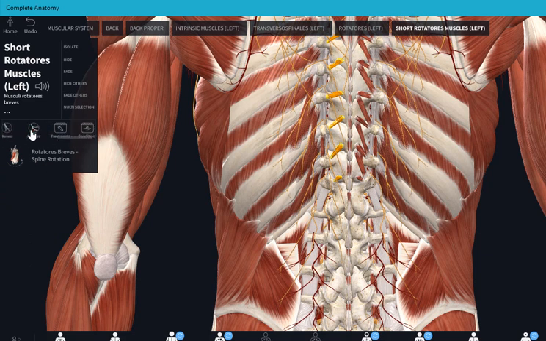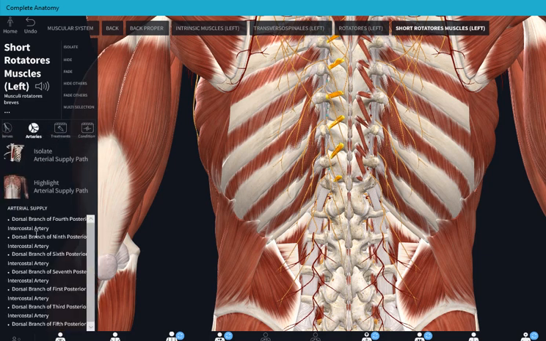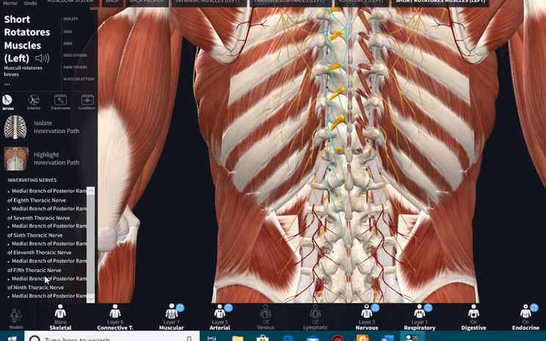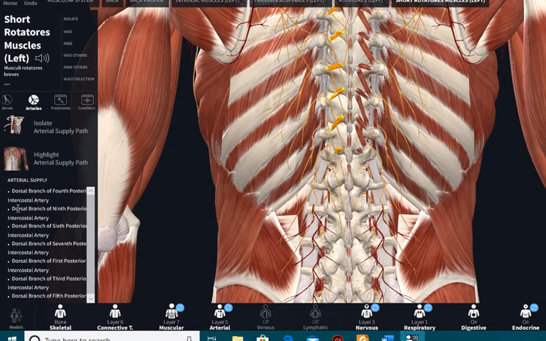After having the rotation, you can have the nerves. The nerves are also the same thing: the 5th, 6th, 7th, 8th, 9th, 11th thoracic, and all that. Now you are also going to have the arteries. The arteries are going to be similar for the short rotator muscles.